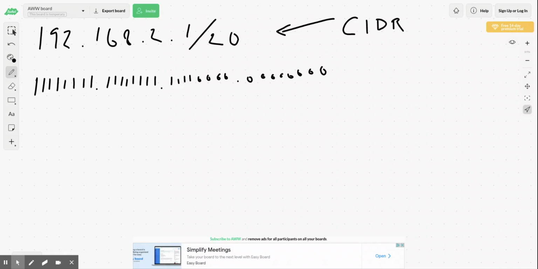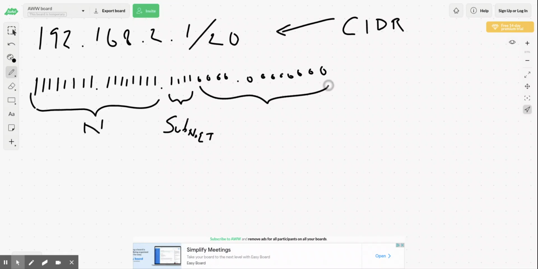So this is a little bit of a unique subnet in that it's common, very common, but it's unique. These bits are my network bits. That's an N. These 4 bits here are called my subnet bits. And then these bits are my host bits. All right.